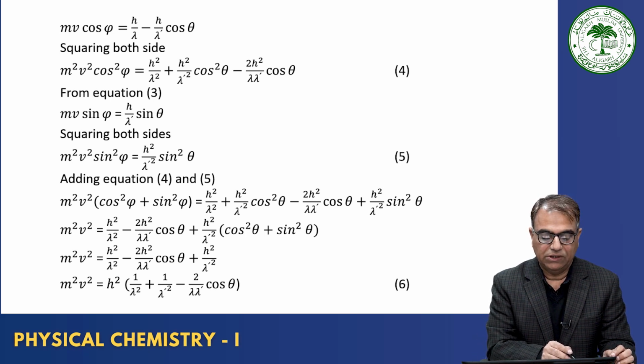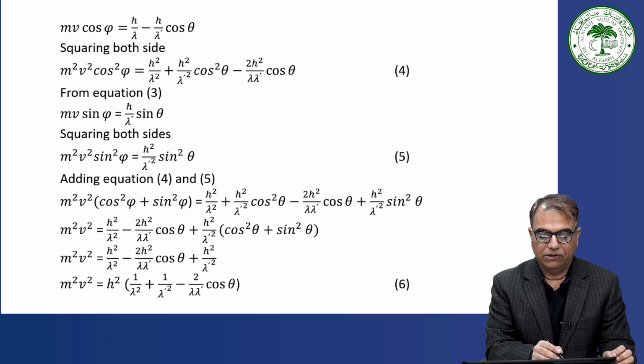You get m square v square cos square phi is equal to h. Now it's (a minus b) whole square. So what you write? h square divided by lambda square, h square by lambda prime square cos square theta, and minus 2 h square by lambda lambda prime cos theta.